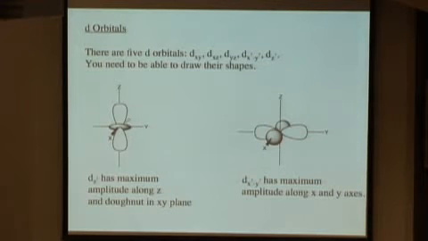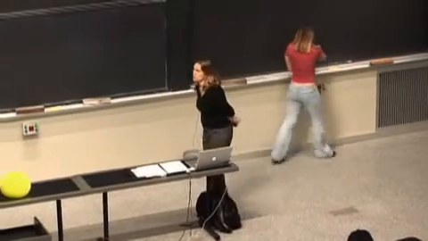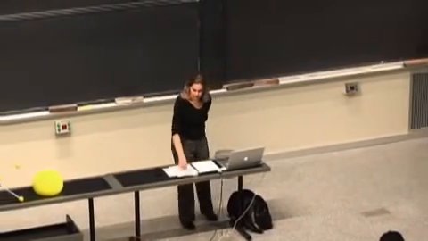You see the drawings that are in your handouts. You should be able to do about that well. It doesn't have to be super fancy. But you should be able to draw their shapes, and you should also be able to recognize which d orbital it is. If you have a picture of different d orbitals, you should be able to name that d orbital. So let's just review what the d orbitals look like.